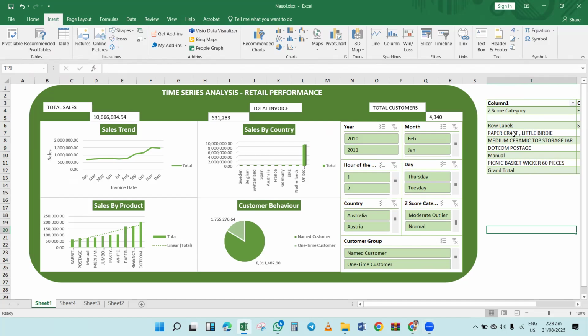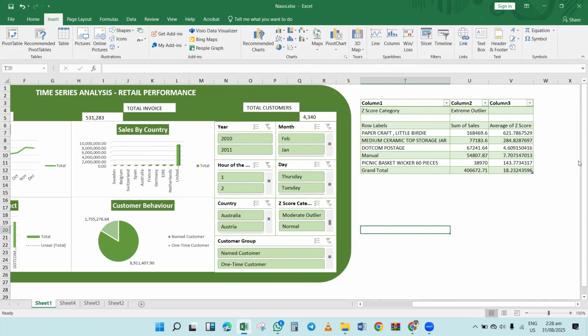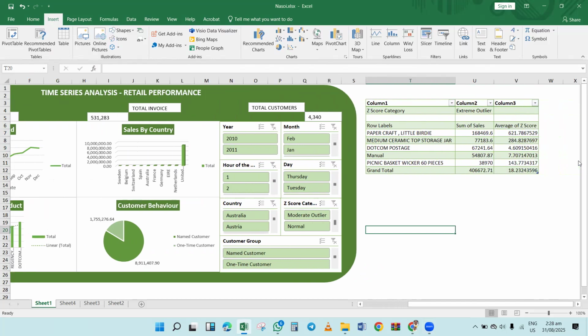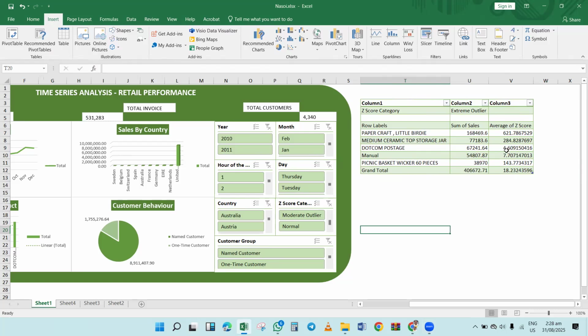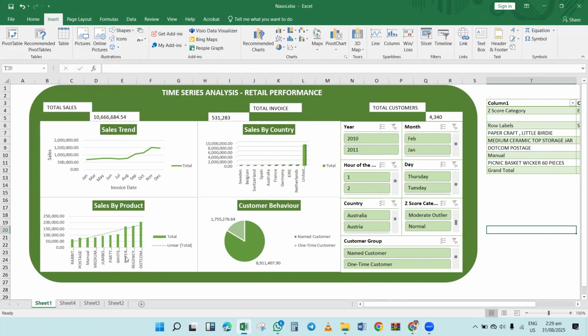When looking at our top 10 products here by sale, our highest is .com. It's also part of the outliers, but the average is not much, it's just 4.6. So we can't entirely say it's the highest sale because of an extreme outlier, because the average is even lower. Paper crafts have the highest. Do we have paper crafts here? We do.